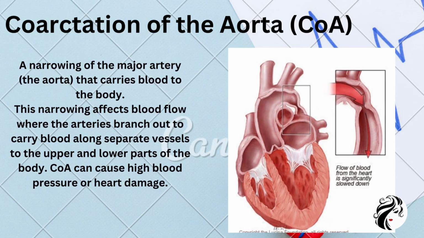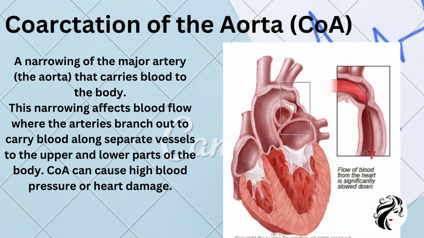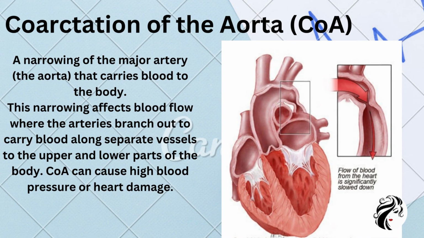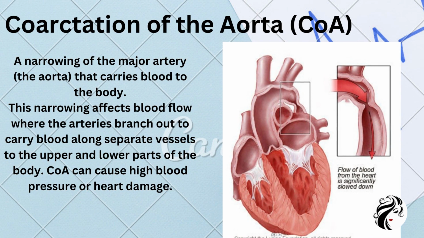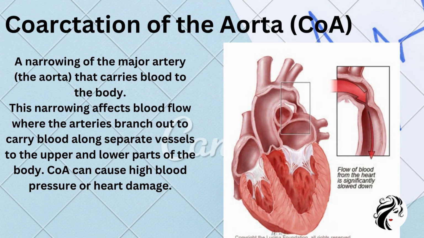So next we have the coarctation of the aorta, which is the narrowing of the major artery, the aorta, that carries blood to the body. The narrowing of the aorta basically causes high blood pressure because the blood is not supplying towards the body correctly, and the high blood pressure may cause heart damage as well.